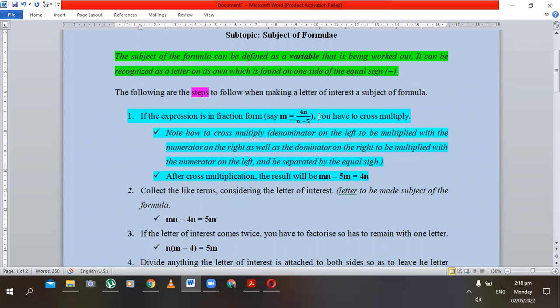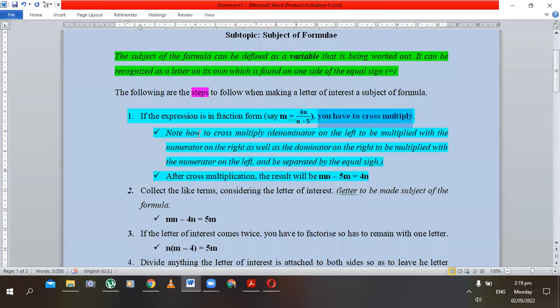So if you look at this question that we have here, this part here is a fraction because our 4n is on top and then n minus 5 is at the bottom. So there it confirms that the expression that we have has a fraction form somewhere. Now, if it is in a fraction form, what are you supposed to do? The instruction here tells us that we need to cross multiply. Now, cross multiplying, what does it mean?